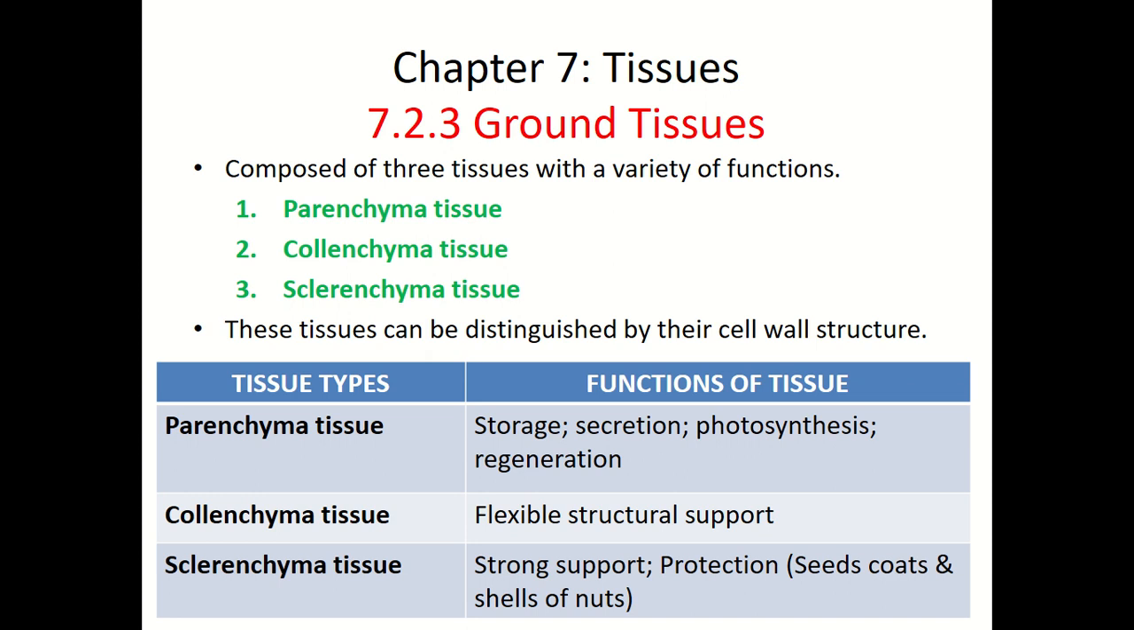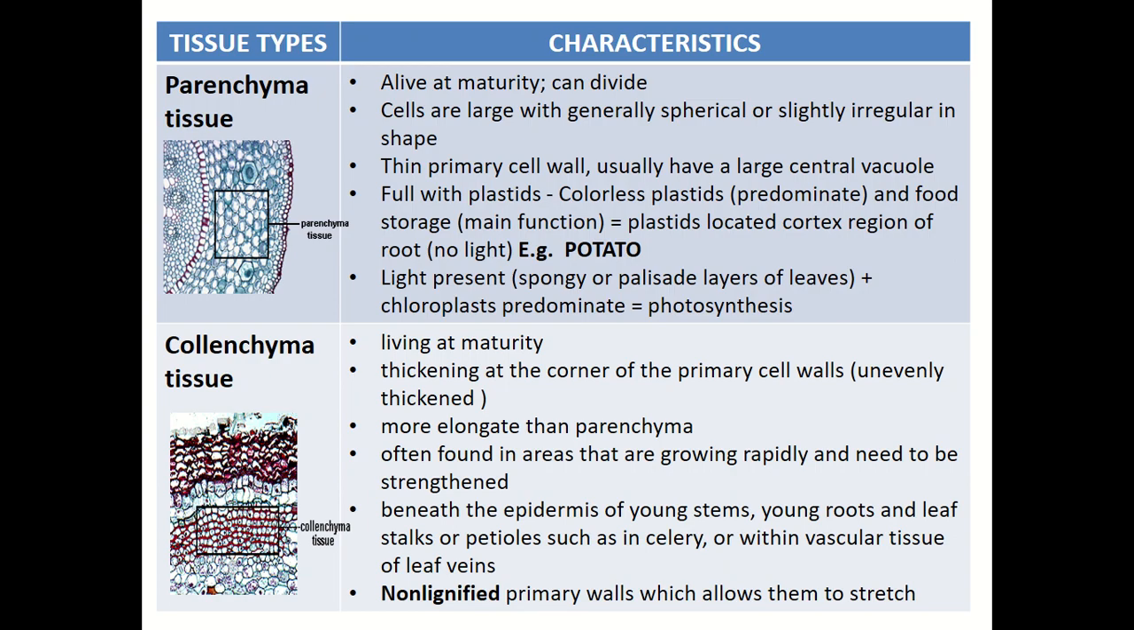So parenchyma is important for storage, secretion, photosynthesis, and also regeneration. Meanwhile, collenchyma tissue is important for flexible structural support, and sclerenchyma is the very tough one that gives strong support and protection for the plant. You can find it in the seed coat, that's why the seed coat or the shells of nuts are very strong and hard. It's difficult for you to break them up, okay? So let's look at more detailed characteristics of each type of ground tissue.